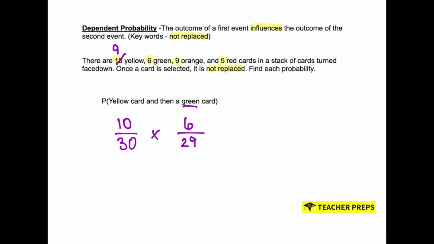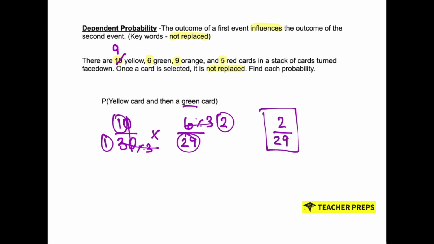When we multiply, it helps to simplify before we multiply. We can divide a 10 out of both 10 and 30, and then you can divide a 3 out of both 6 and 3. 6 divided by 3 is 2, and 3 divided by 3 is 1. So we have 1 times 2, which is 2, and 1 times 29, which is 29. So the probability of getting a yellow card and then a green card without replacing the yellow card is 2 out of 29.